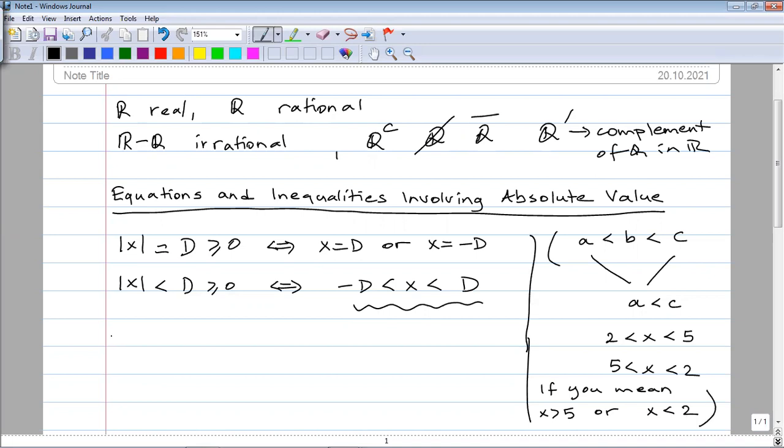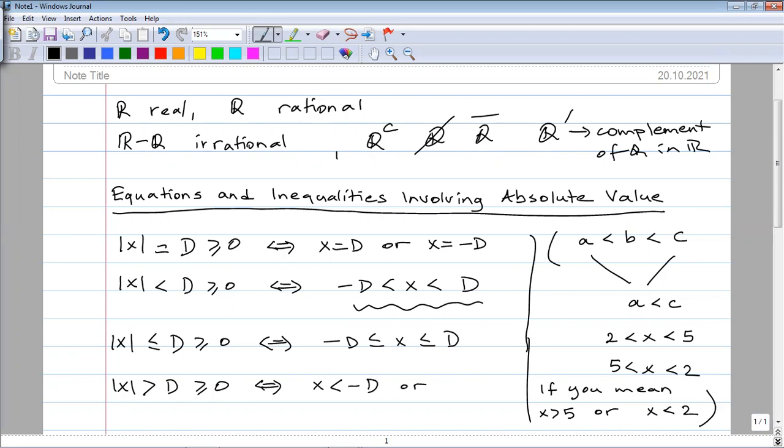What else? Of course, instead of less than, you may have less than or equal to. Then you have less than or equal to here. What else? If you have x greater than d, again, d is a positive number. Now, this means either x is less than minus d or x is greater than d. So maybe in interval notation, I should also give you each one in interval notation. Let me erase this aside.